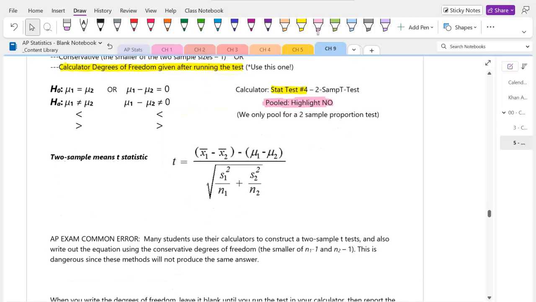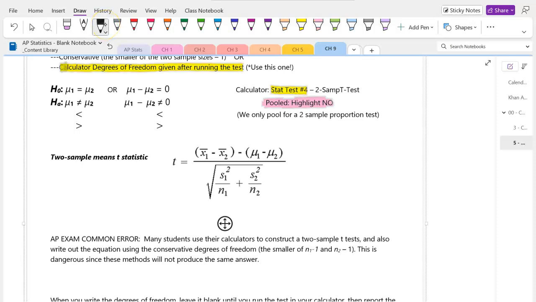The two-sample means t statistic, again, it's something that's very similar to what we were doing before, but we've got x bar sub 1 minus x bar sub 2, and then it's minus. This portion will always be 0, and then all divided by the first sample standard deviation squared over the first number of samples, plus the second standard deviation squared divided by the second number in the sample. And it's the square root of both of those combined.